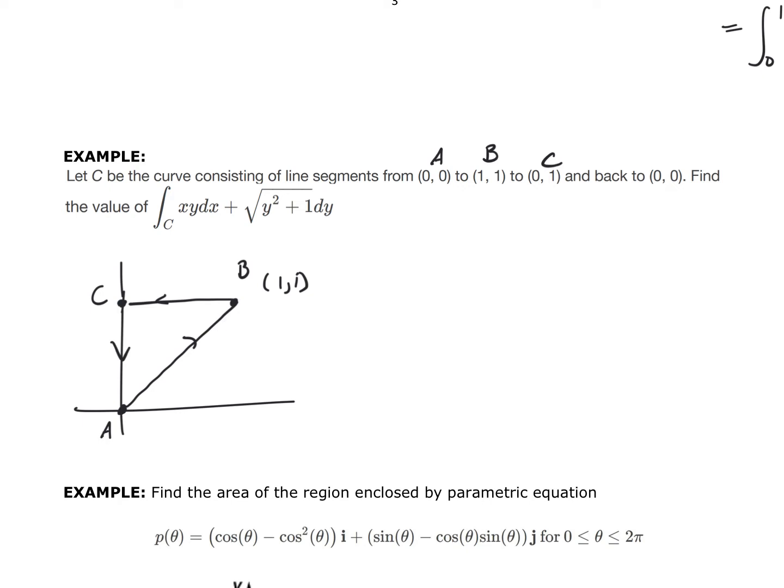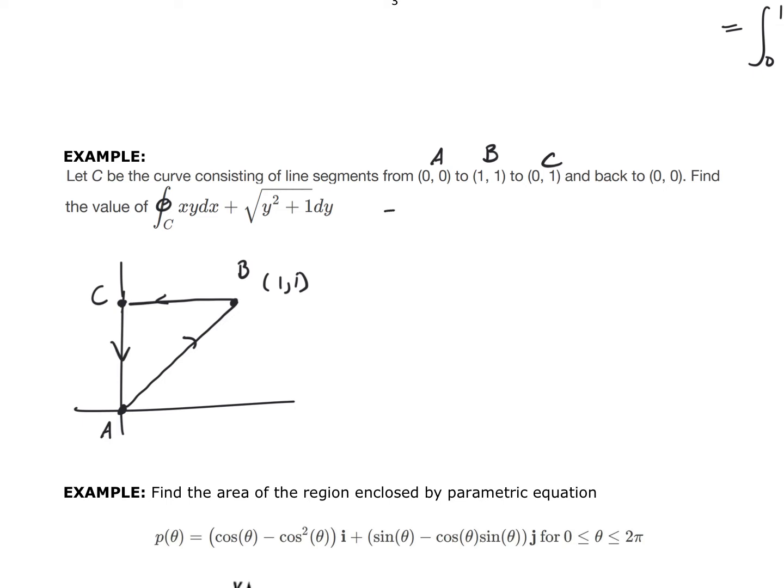And then I'm going to go in this direction, and then in this direction, and then back to (0, 0). Find the value of this, and it's counterclockwise, that's kind of important, of the integral along the curve C of xy dx plus the square root of y squared plus 1 dy. So we know that this is really a circulation, because of the way that we are oriented and the way that we close itself.